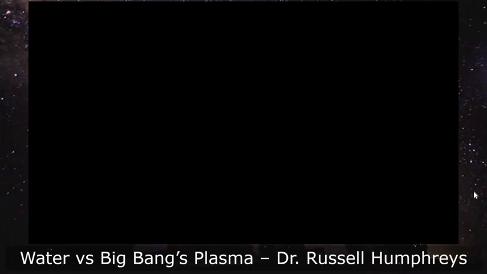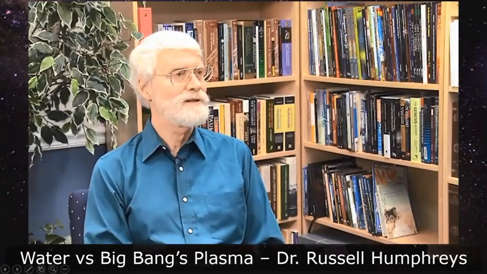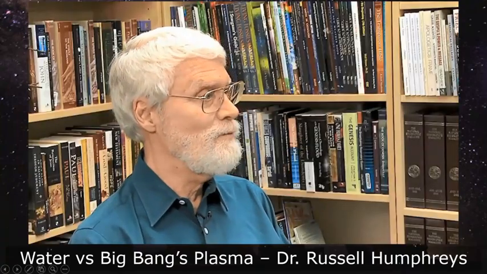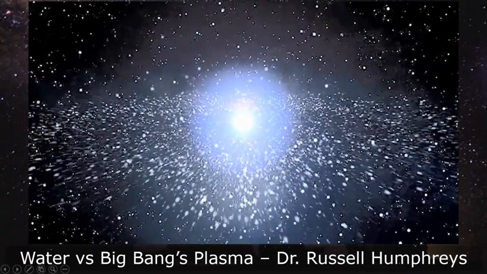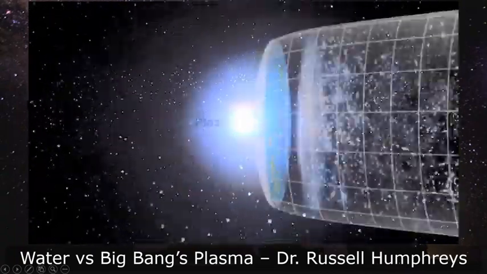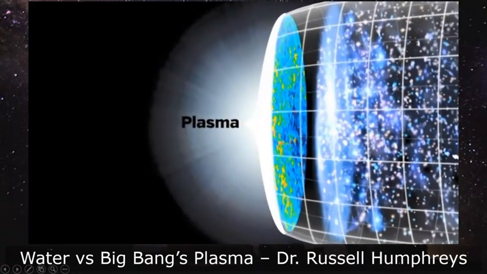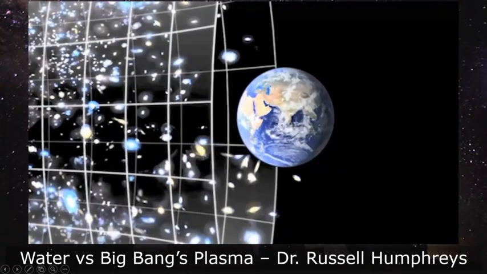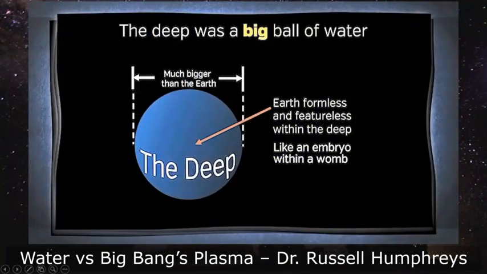And Dr. Russell Humphreys will compare water versus Big Bang's plasma. This is quite different from the Big Bang theory. The deep is dark to begin with. The Big Bang starts with a big flash of light, and it doesn't start with water. It starts with plasma. In the Big Bang theory, the Earth doesn't come along until 10 billion years after the Big Bang. Here, we have the Earth formless and featureless right within the deep.